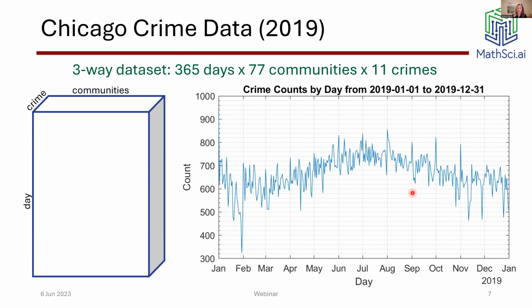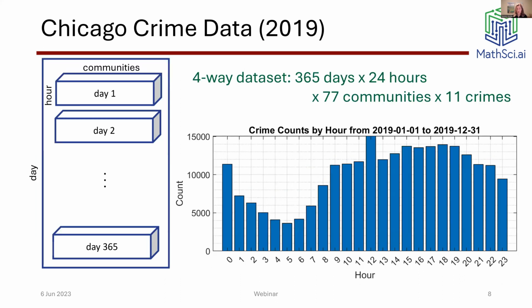And then you even see sort of peaks at the beginning of the months for some reason. We'll talk about that a little bit later, but you see sort of a pattern in day. So then we have a three-way data set: the day, the community, the crime. And then we can go even further.